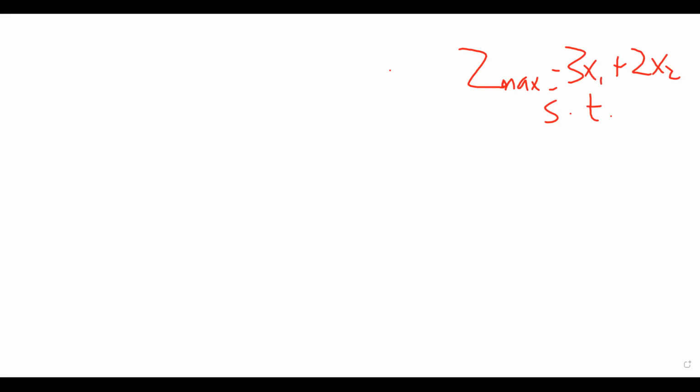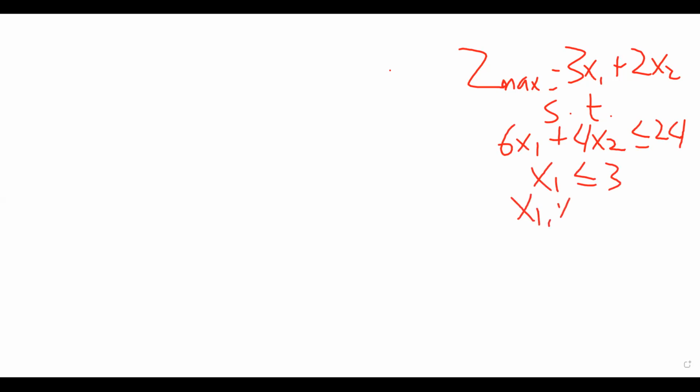In this question, the first constraint was 6x1 plus 4x2 less or equal to 24. We don't need to bother much about it. But the second constraint was not a two-variable case. The second constraint was a one-variable case, which was x1 less or equal to 3. And then, of course, our usual non-negativity constraint is also there. I'm sure you guys are with me.